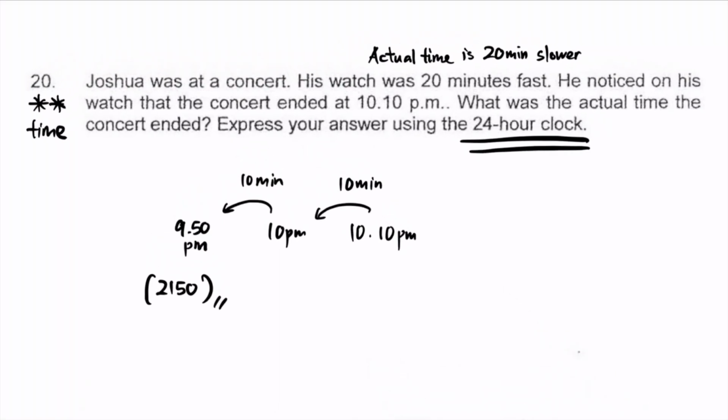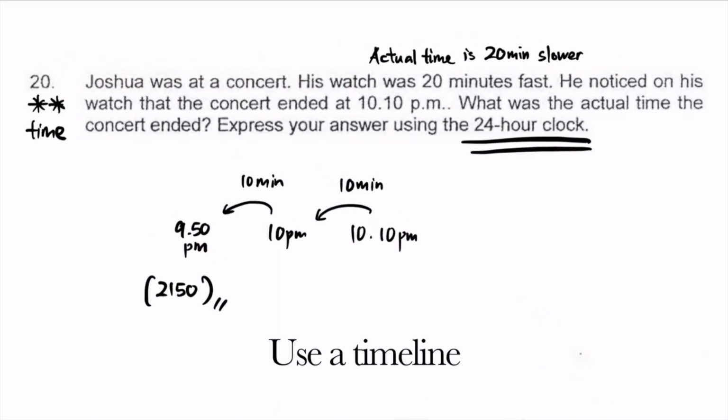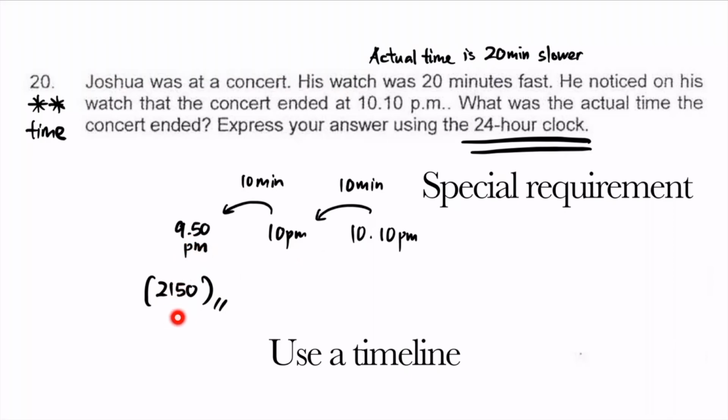So we're gonna use a timeline for this question. Now don't forget, we have to pay attention to the special requirements. Make it a habit of yours, always, to pay attention to this. So sometimes they could ask for decimals, 1 decimal place, write your answer in grams, things like that. In this case, we want a 24-hour clock. So do not write 9:50 p.m. as your answer, it should be 21:50.